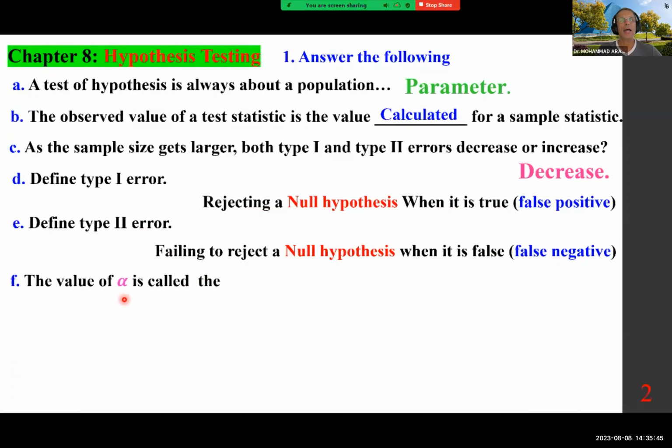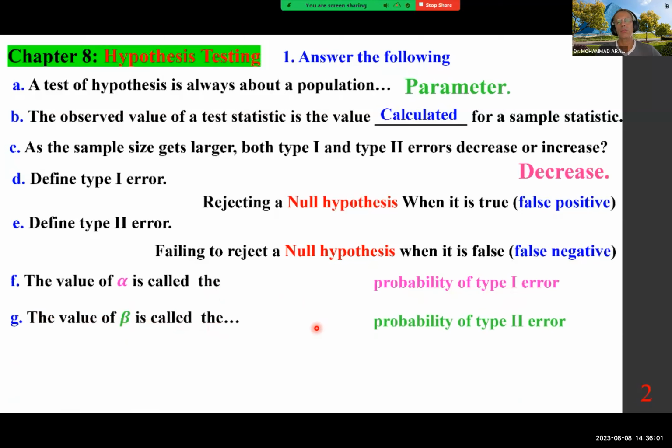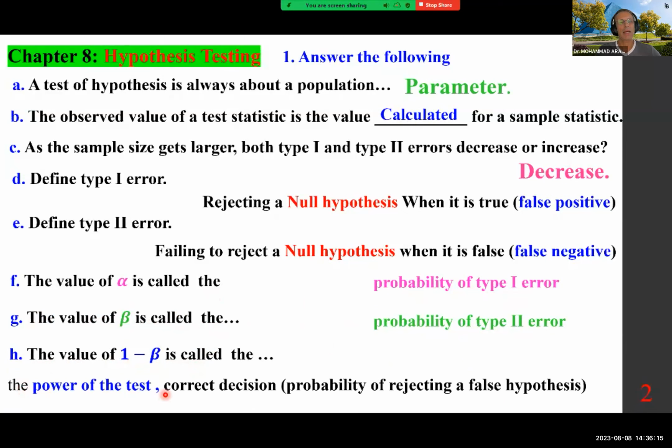The value of alpha is called the probability of a type 1 error. The value of beta is called the probability of a type 2 error. The value of 1 minus beta is called the power of the test. Correct decision, probability of rejecting a false hypothesis.